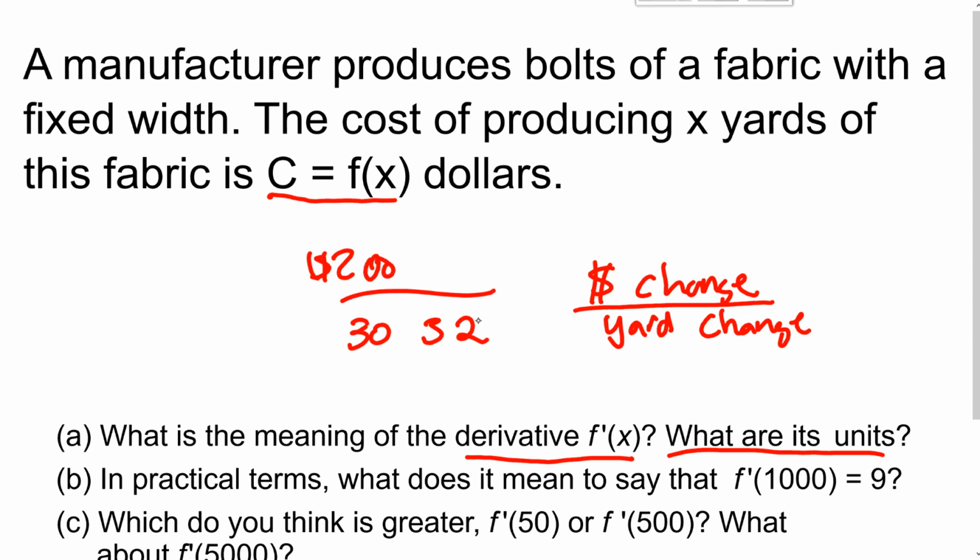And then for 32 items, it's going to cost $225. So when I find the instantaneous rate of change here, and I'm looking for that rate of change, it's the change in dollars amount over the change in yards. So how much is it going to cost to produce 2 more yards of fabric?